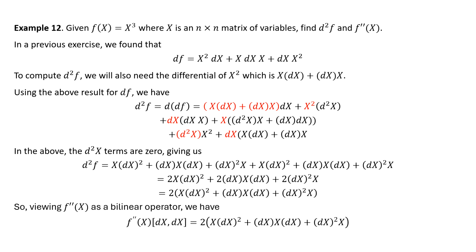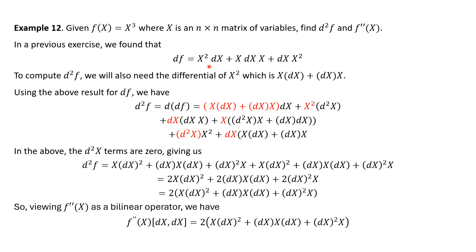So this is the last example in this lesson, and this lesson is the last lesson in my series on vector calculus. I'll follow up with another series on the Einstein notation and the related topic of tensors, so stay tuned for that. So our problem is: given f of x equals x cubed, where x is an n by n matrix of variables, find the second differential and the second derivative of f.